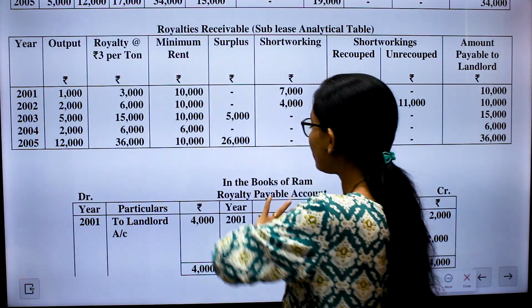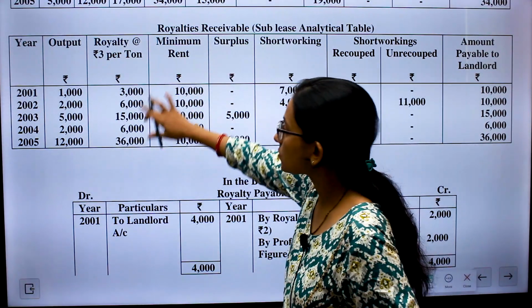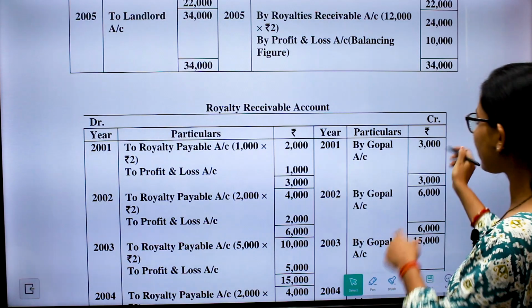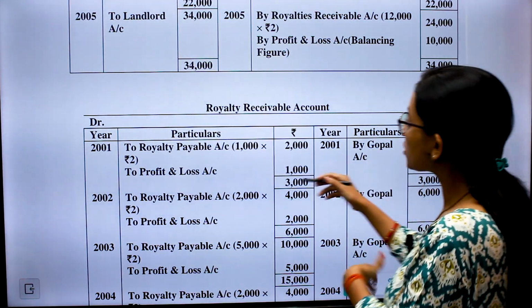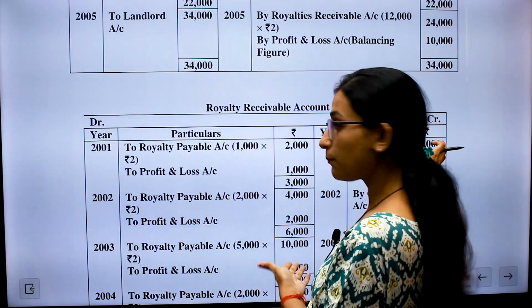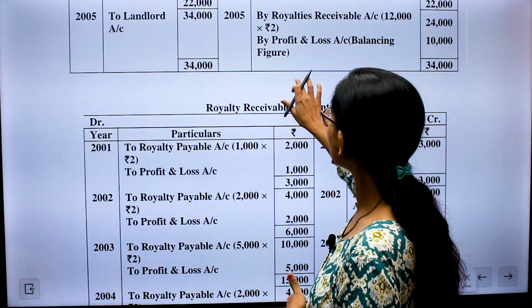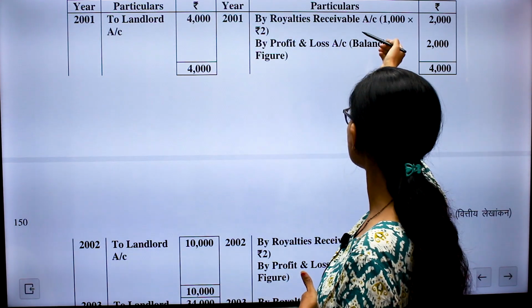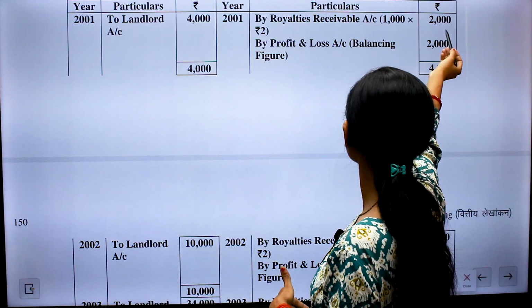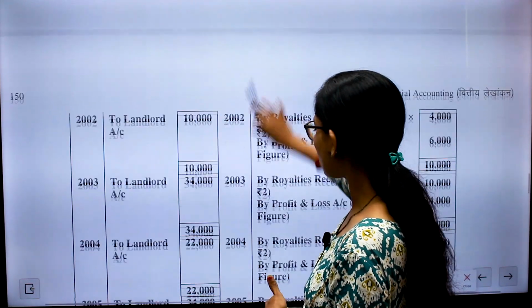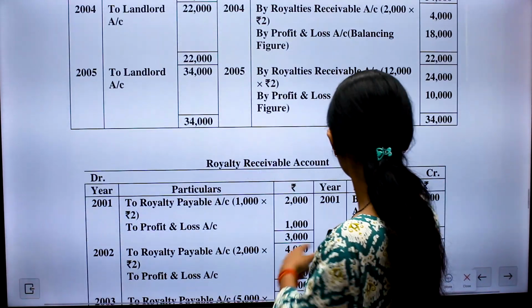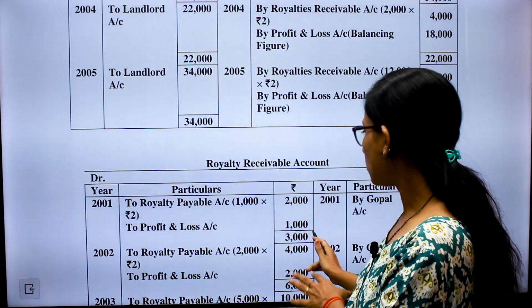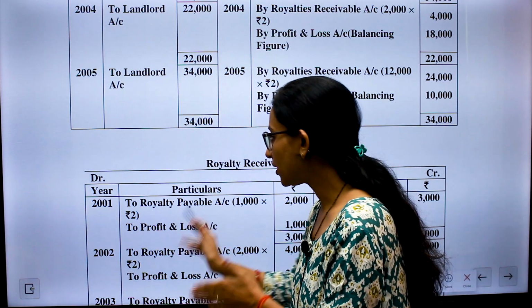So we will credit Gopal with this royalty amount. First one is 3000. We will credit the first year with 3000. How much has he already paid? He has paid in the first year, so here Ram has received, meaning Gopal has paid. How much has he paid? 2000. So 3000 minus 2000, the remaining amount is 1000. This will be transferred at the end to the P&L account.